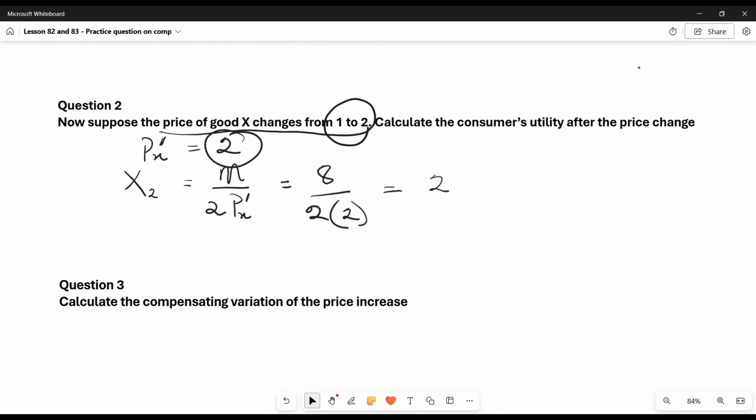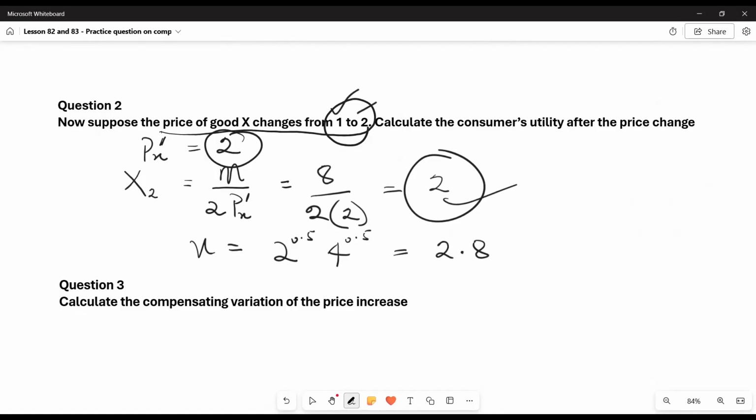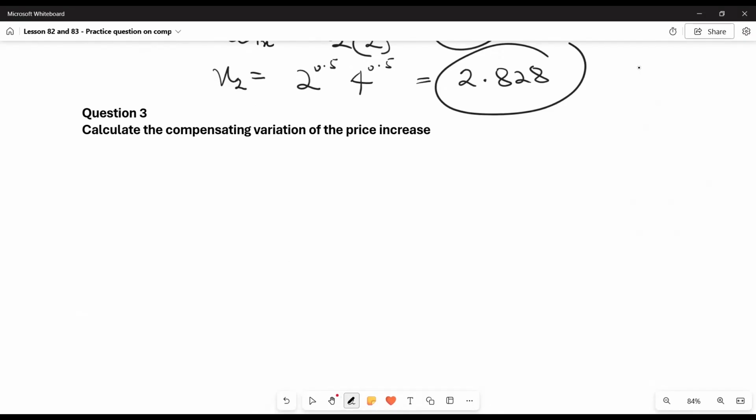So after the change in price from 1 to 2, Peter's demand for good X decreased from 4 to 2. Now Peter's new utility after the change in price is therefore going to be this new X, which is 2, raised to the power 0.5, and our original Y raised to the power 0.5. Now this is going to give us 2.828. So if we call this new utility U2, after the change in price, Peter's utility decreased from 4 to 2.8.